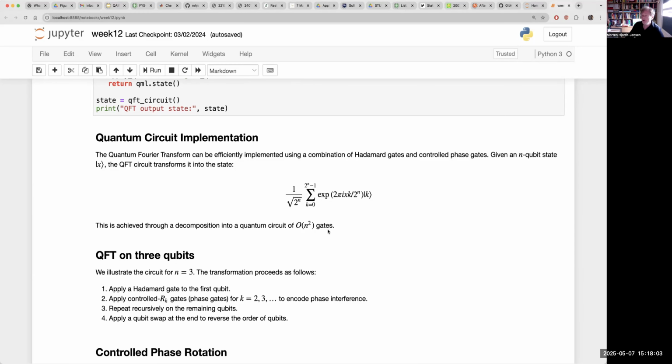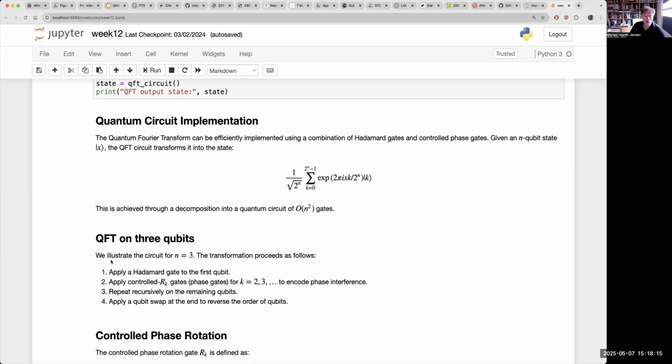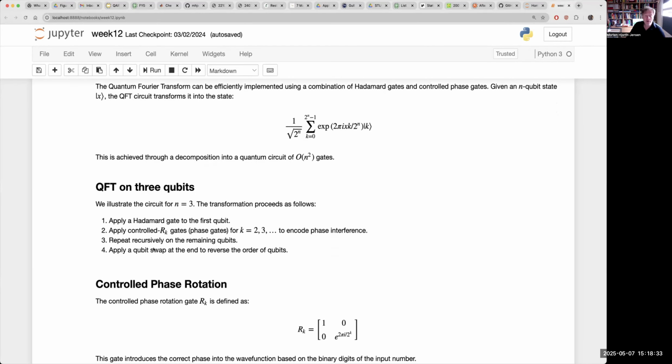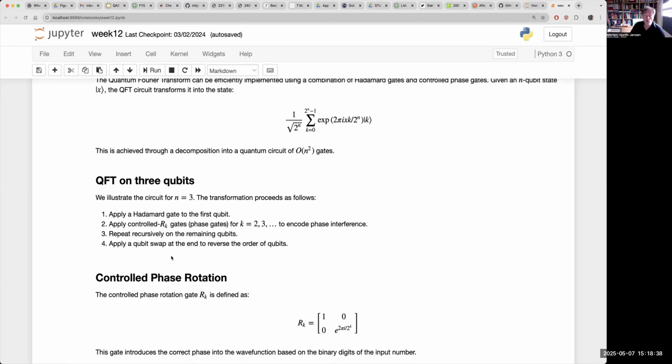And for the 2-qubit case, we had 2 Hadamard gates, we had a control S gate, and then at the end we have a swap gate. So the typical operation, if we now look at the case with n equal 3, which we also discussed last week in more detail: we apply a Hadamard gate to the first qubit, we apply a controlled rotation gate, or phase gates as they are often called, to qubit 2 and qubit 3, and then we repeat recursively on the remaining qubits, and then at the end we apply a swap gate.